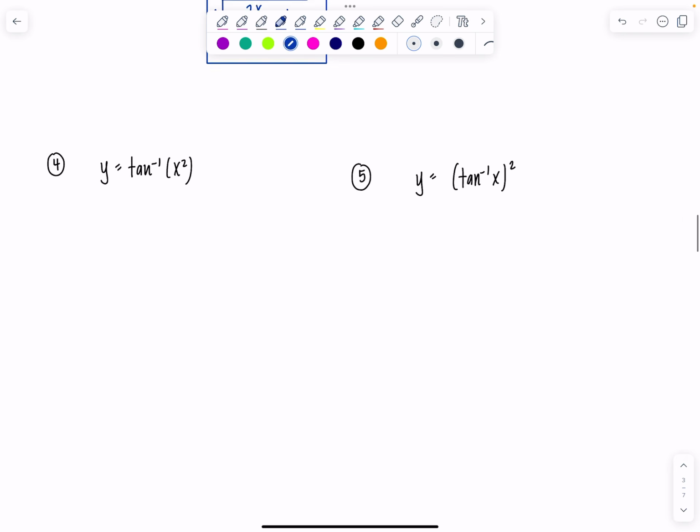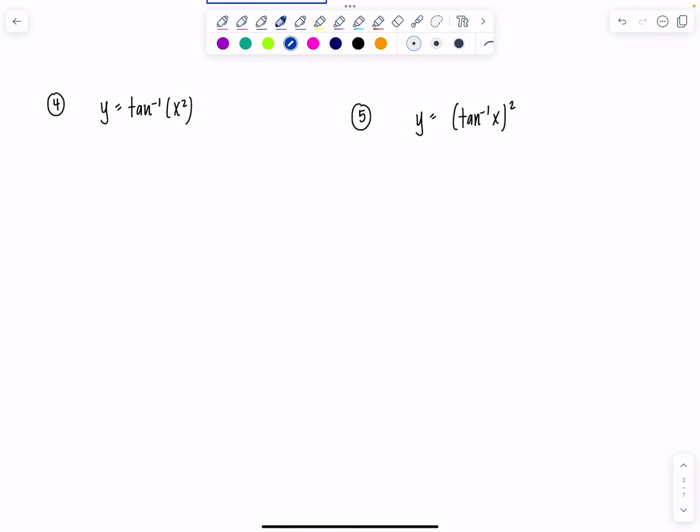Let's look at a few more examples. Now let's deal with some tan inverse. And I wanted to show you these two side by side so you can compare the difference, okay? It's very important that you pay attention to parentheses and where exponents are because it will significantly change the result. Okay, we have y equals tan inverse of x squared.